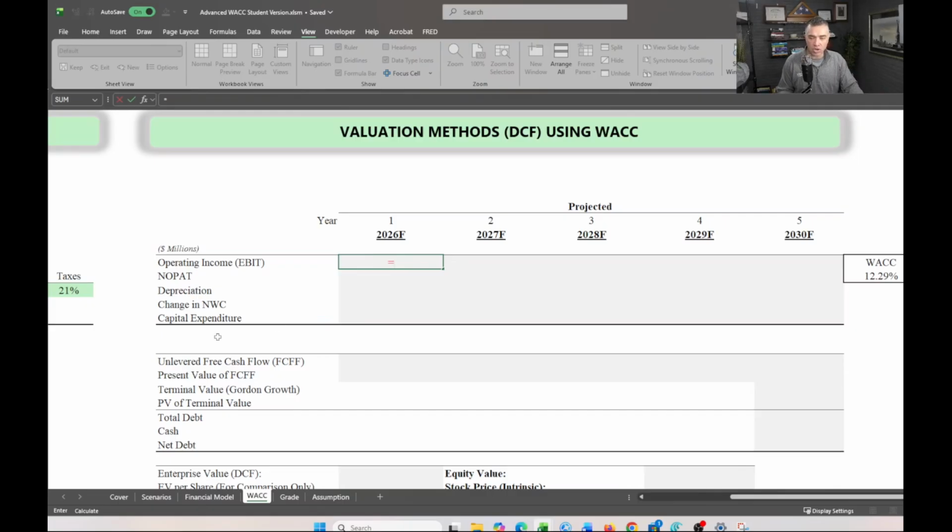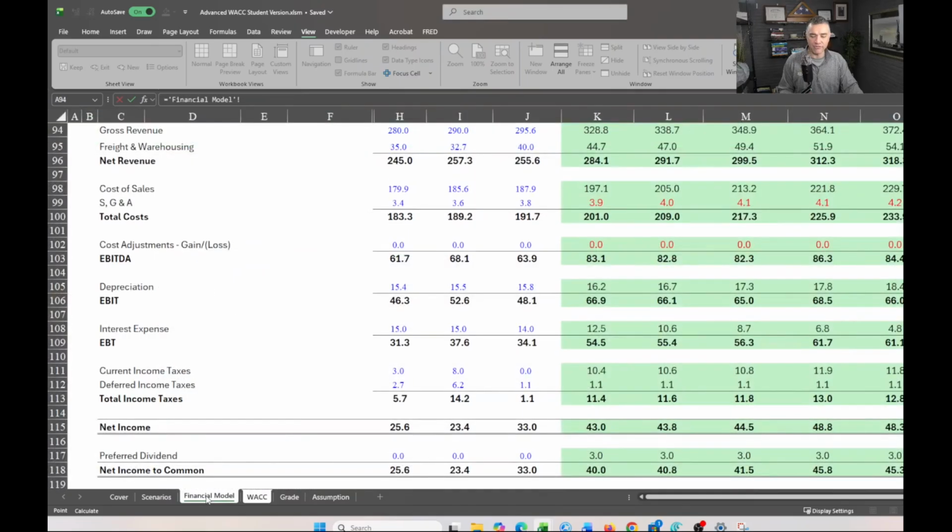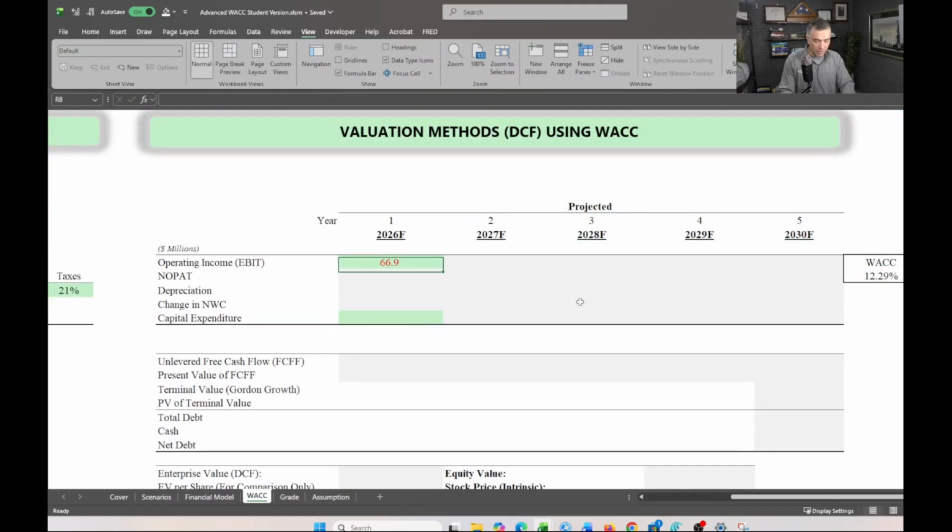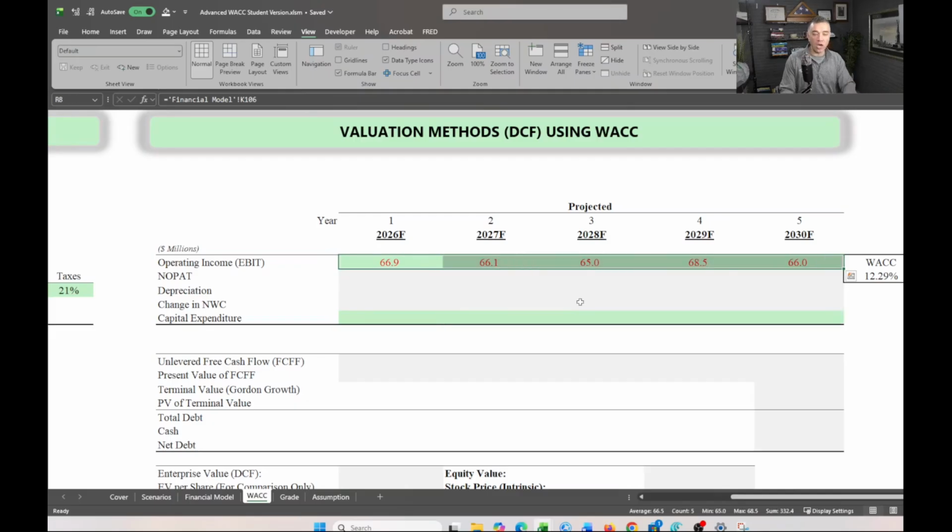So where is EBIT found? Let's go to the financial model. And we're right at the income statement. So we want the first projected year of EBIT, and we're going to bring that in. I'm going to hold down Shift, drag it over, and press Control R.